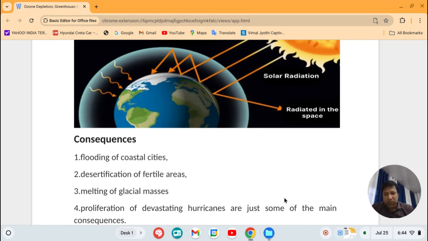Then proliferation of devastating hurricanes are just some of the main consequences. Hurricane means it's a type of storm. So these are some of the consequences of the greenhouse effect.